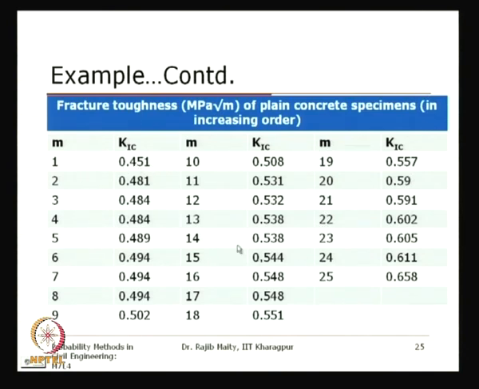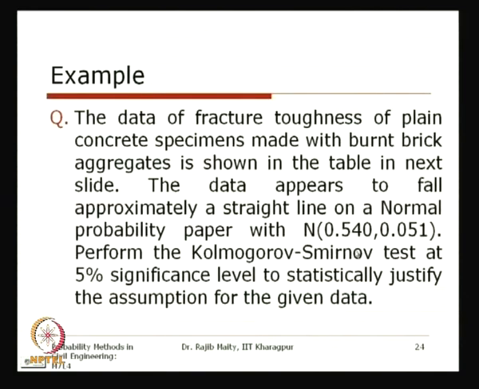So, there are a total of 25 samples, 1 up to 25, and this KIC, which is the notation for the fracture toughness, is arranged in increasing order, from 0.451 to 0.658. So, we have to test whether this data set follows the normal distribution or not, with the normal distribution having the parameters 0.54 and 0.051.